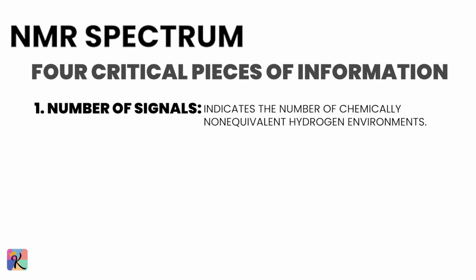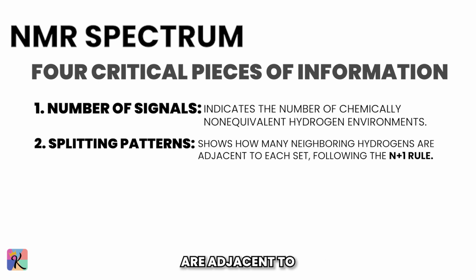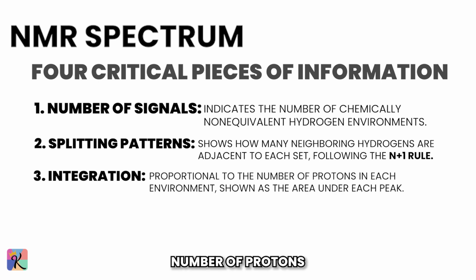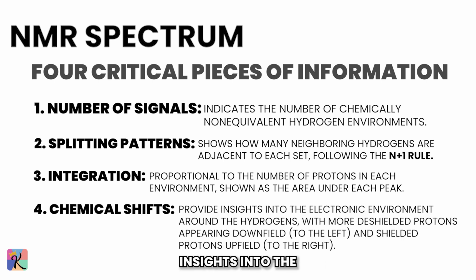1. Number of signals indicates the number of chemically non-equivalent hydrogen environments. 2. Splitting patterns show how many neighboring hydrogens are adjacent to each set, following the n+1 rule. 3. Integration, proportional to the number of protons in each environment, shown as the area under each peak. 4. Chemical shifts provide insights into the electronic environment around the hydrogens, with more deshielded protons appearing downfield to the left, and shielded protons upfield to the right.